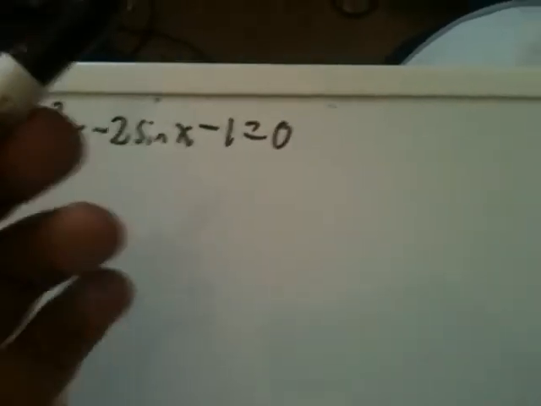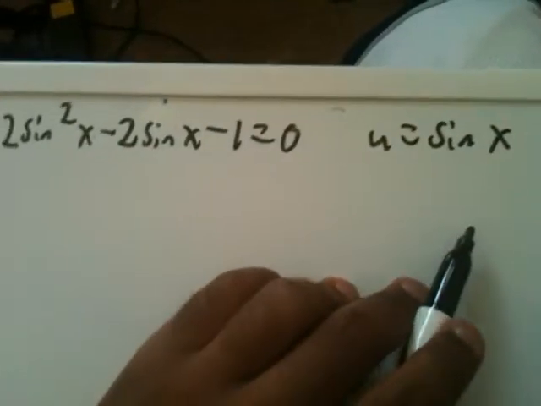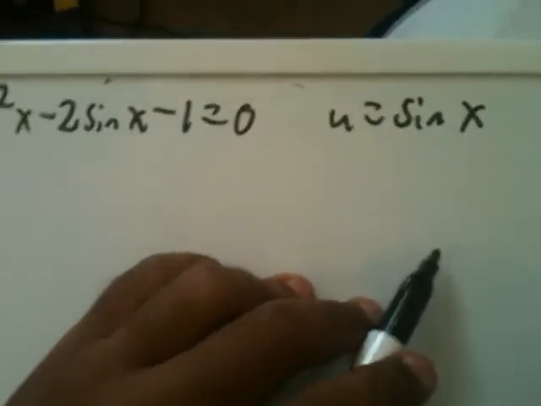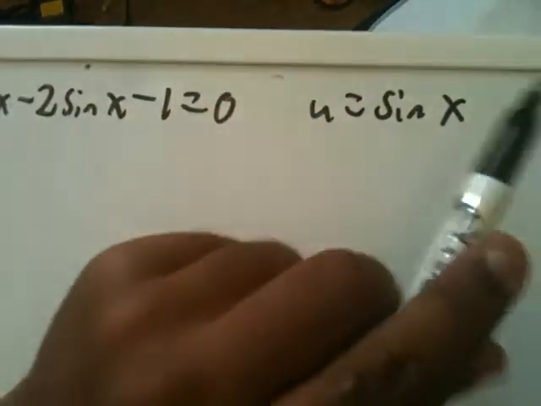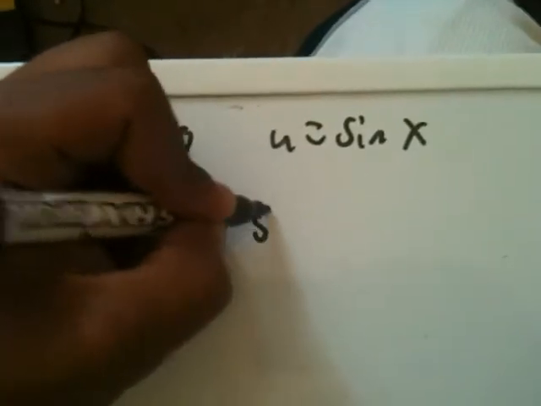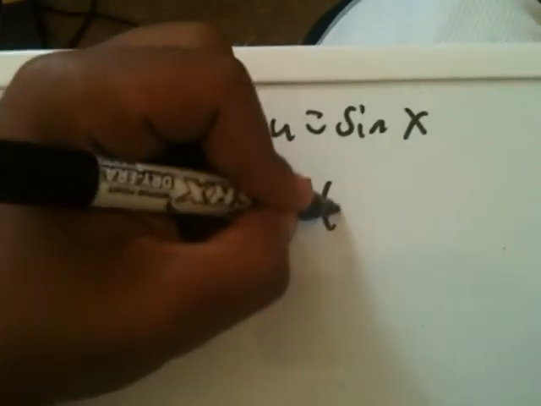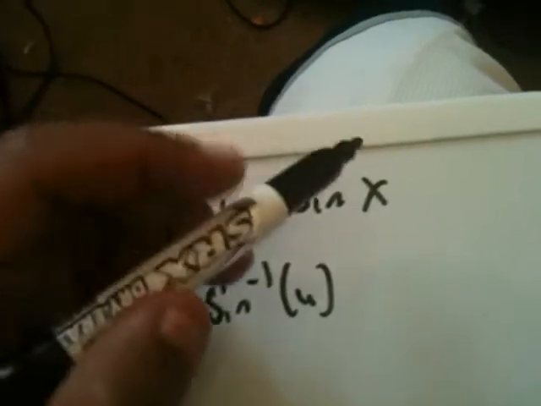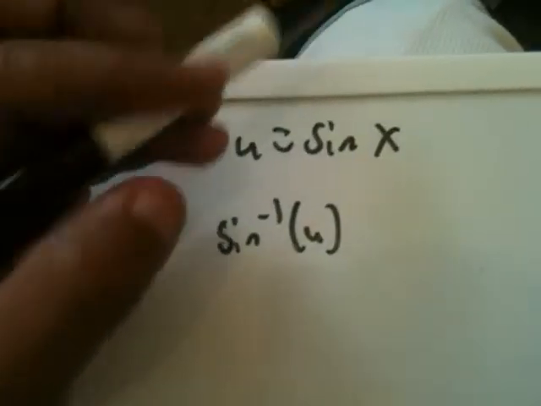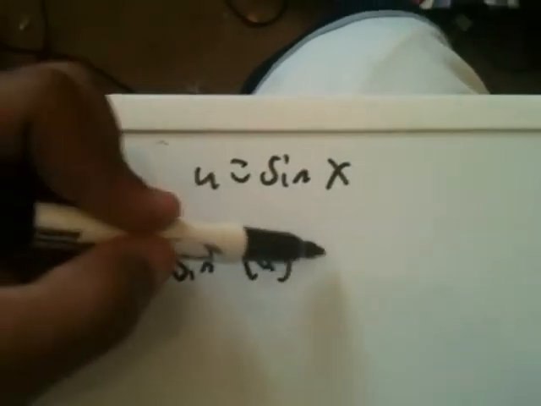It could be u, v, whatever, but u is a common variable to use, so I'll just use it. So we'll set u to be equal to the sine of x. Now this next thing I'm going to do will make the final answer easy. If we take the arc sine of both sides, we're going to get sine inverse of u. And remember, sine inverse and arc sine and inverse sine all mean the same thing. Sine inverse of u equals x.